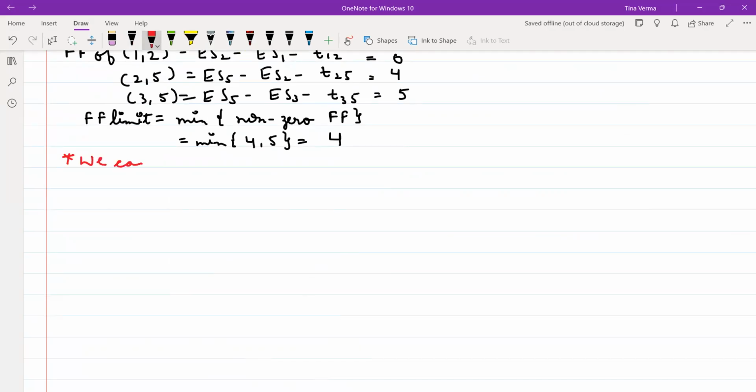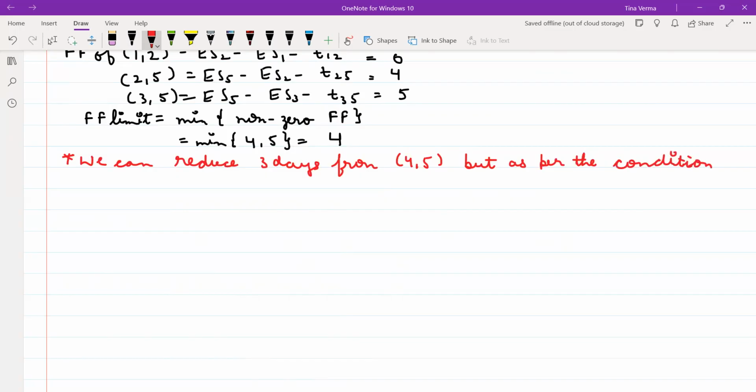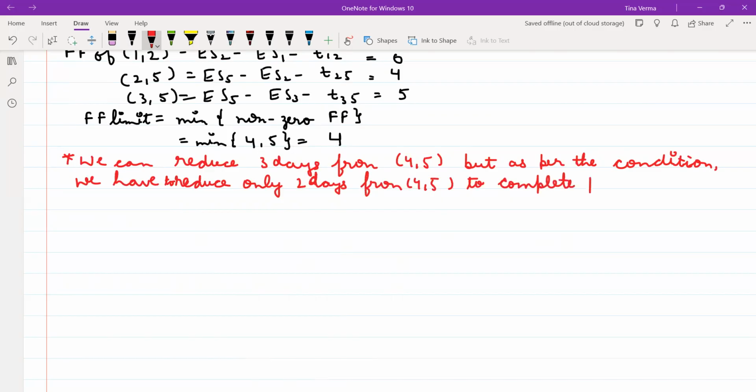So there is one remark, right? We can reduce 3 days from 4, 5, but as per the question or as per the condition, we have to reduce only 2 days from 4, 5 to complete the project in 29 days. Is it clear? Yes or no?